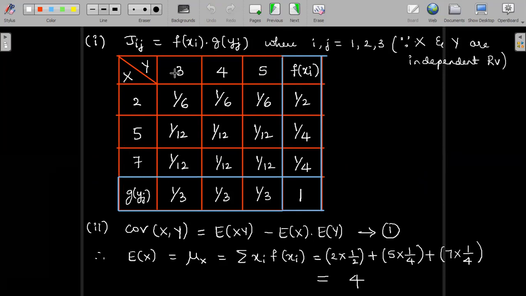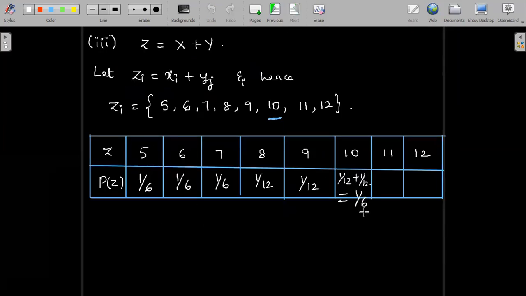And similarly, 7 plus 3 is also 10. X is equal to 7, y equal to 3. 7 plus 3 is also 10. So their respective probabilities are 1 by 12. Here also it is 1 by 12. So 1 by 12 plus 1 by 12 I have written. That is why it is 1 by 6.